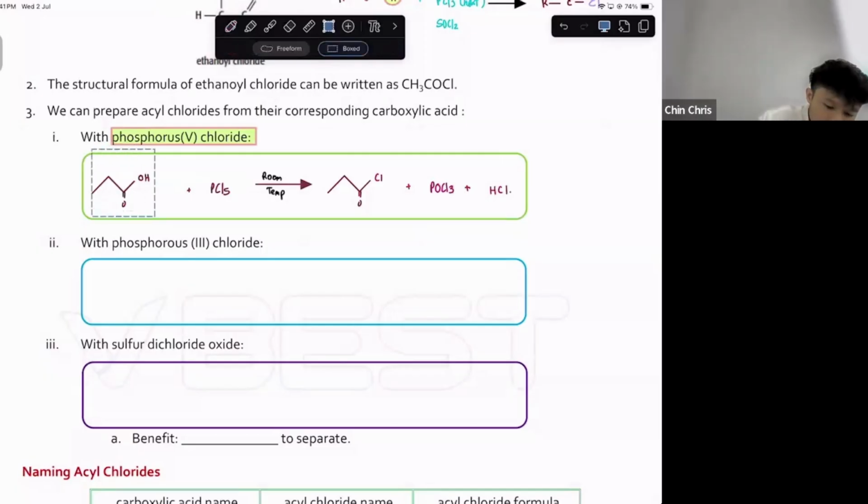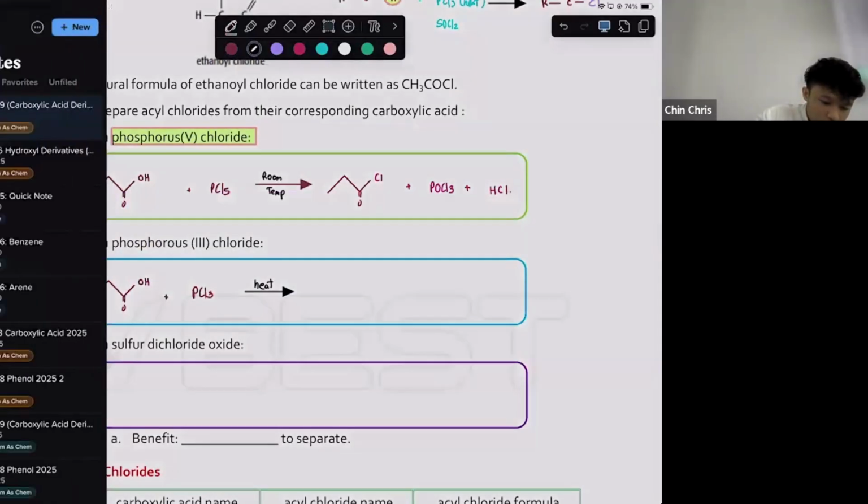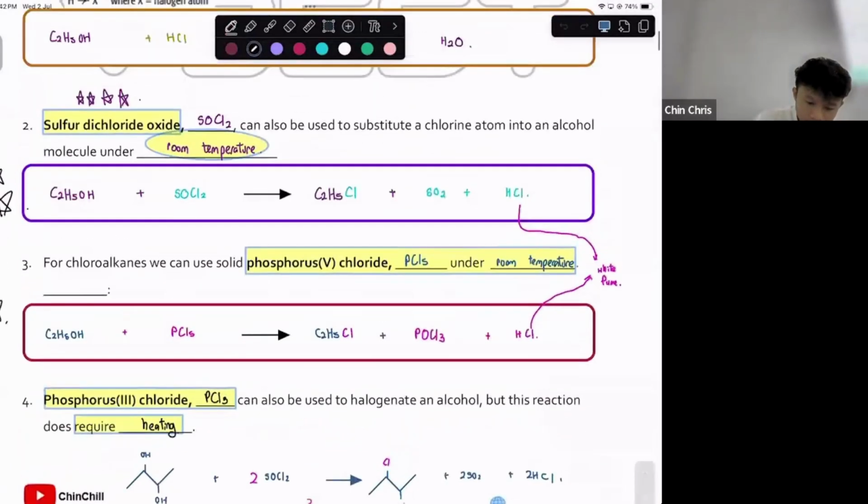Alright, guys, second one. I want you guys to add PCl3. This time you need to hit it already. Alright, guys, try to write down the equation. I will show you where it is.